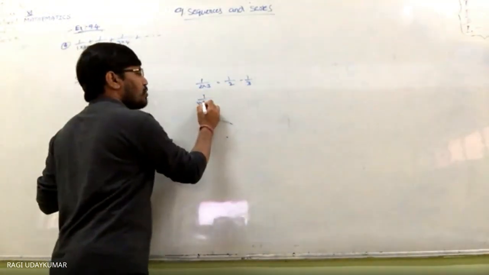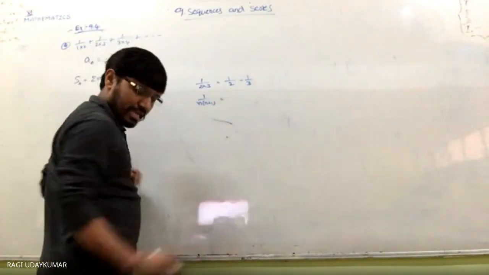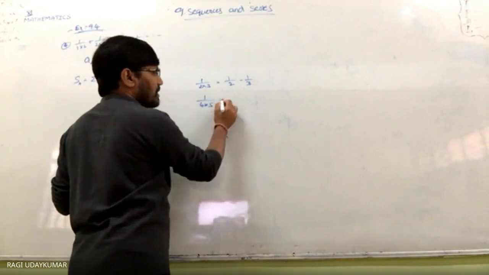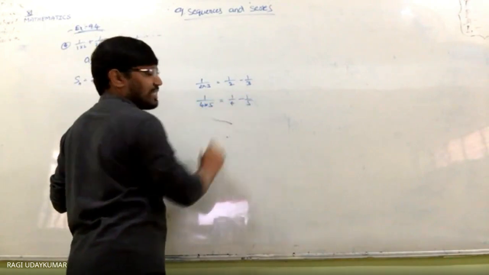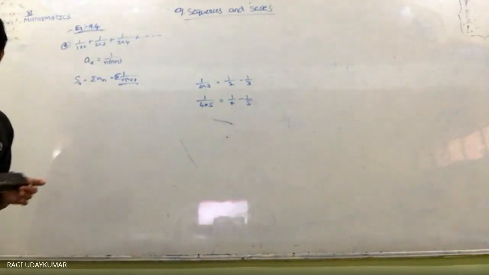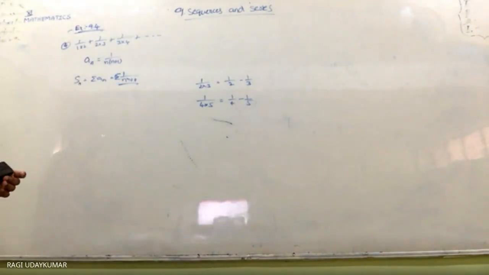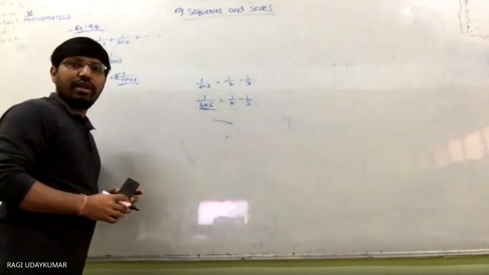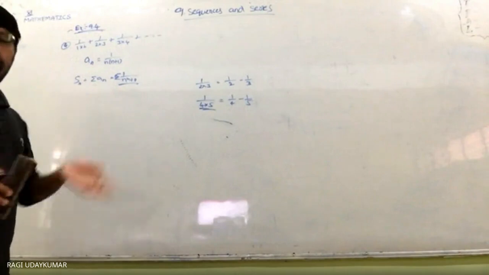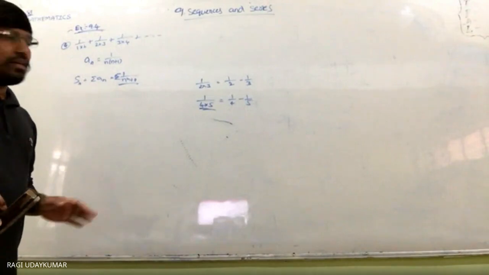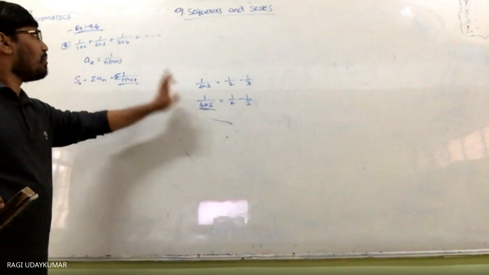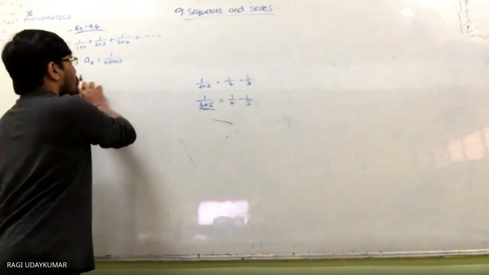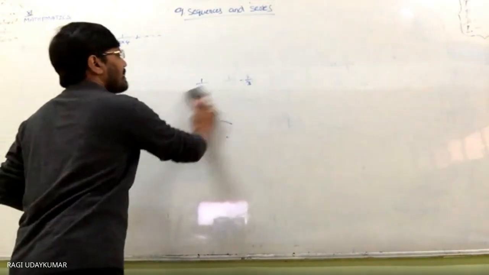So 1 by n into (n plus 1) can be written like this for any number. If you take 1 by 4 into 5, this can be written as 1 by 4 minus 1 by 5. Can we write like this? Because (5 minus 4) by 4 into 5. So no need of using anything else here. Just observe, this observation is more important. This series sum is what you are asked to find, so it is not required to do it the long way. Just apply this logic here.